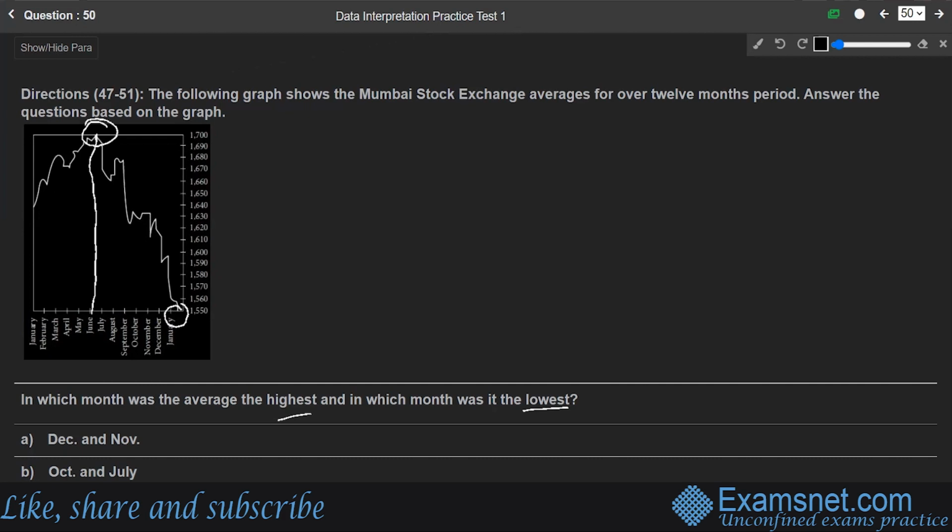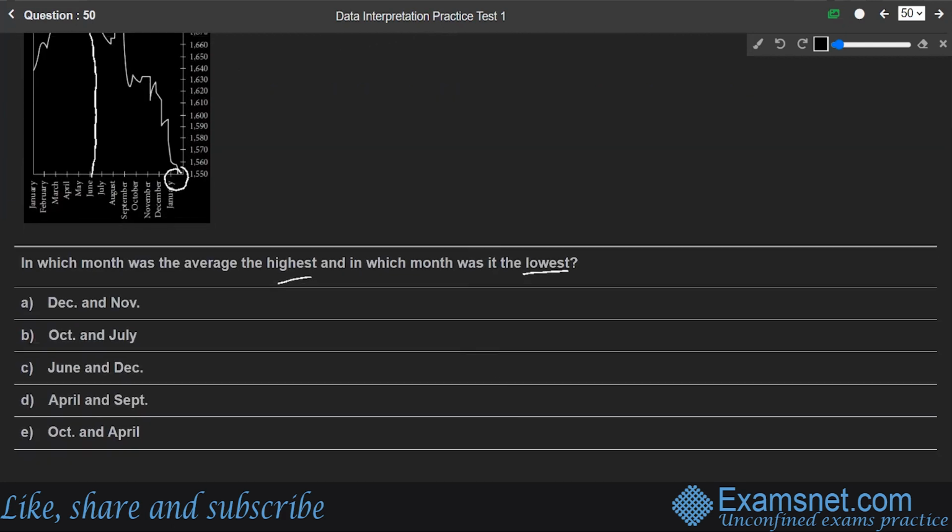Okay, the highest value has been achieved in the month of June, and the least value has been achieved in the month of January. So let us see among the options. In which month was the average the highest, and in which month was it lowest? The highest was in June, and the lowest was in January. So June and January is not given. But June and December is an option. Obviously June is the highest, so the first part clearly matches, and December is not the least, but it can be registered as the second least among the options. So that's why June and December becomes the right answer.